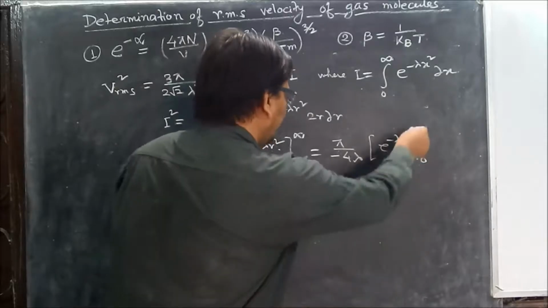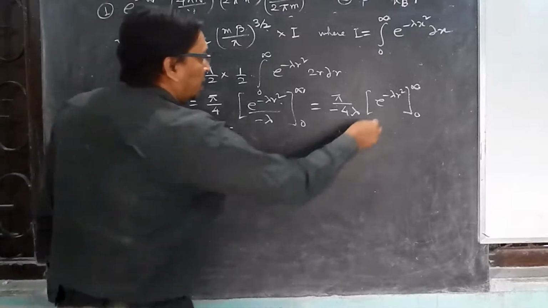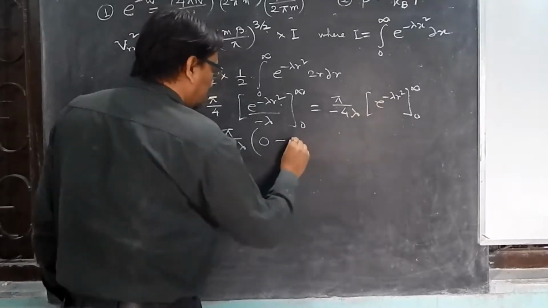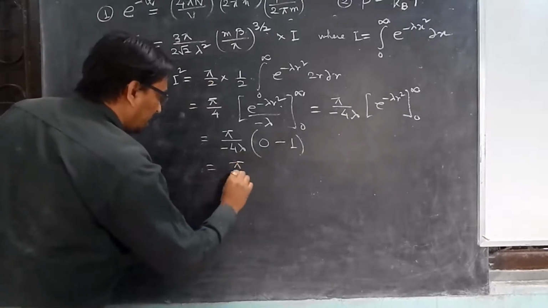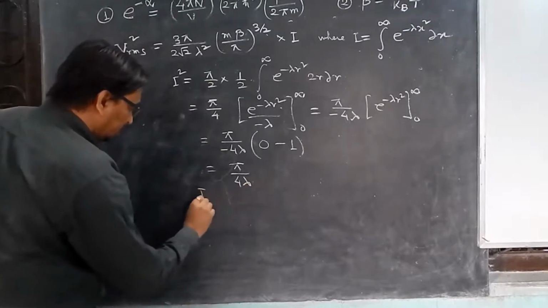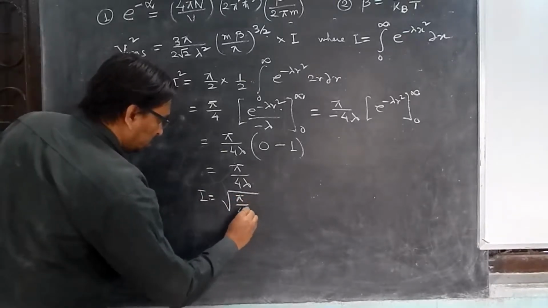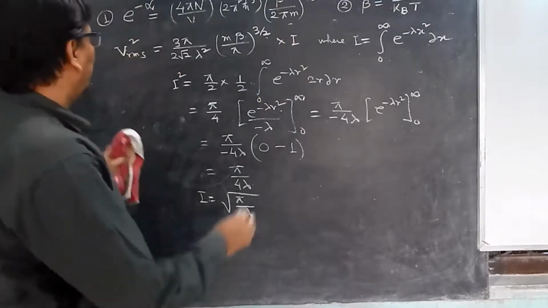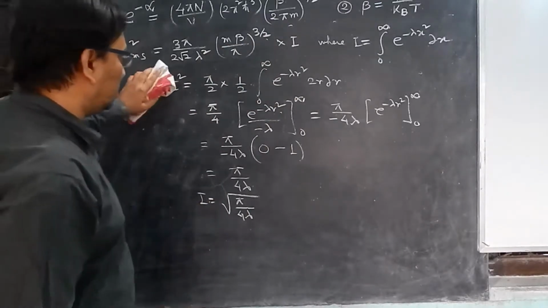Now if we put the value of infinity, pi by minus 4 lambda, and this will be e to the power minus infinity, so this will be 0, and minus e to the power 0, so this will be 1. So the value will be pi by 4 lambda. So this is the value of I square, so the value of I will be root under pi by 4 lambda. So this is the value of this integral. Now we have to add all these things and see what value we get for VRMS square.